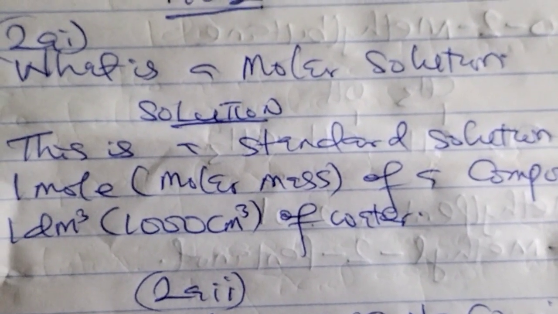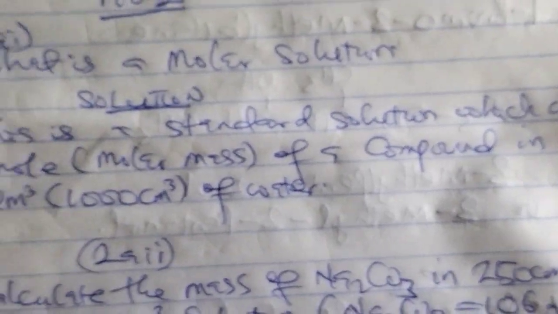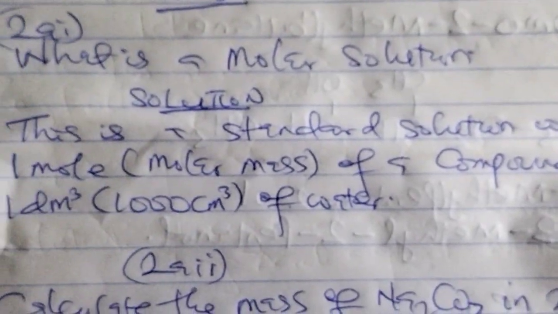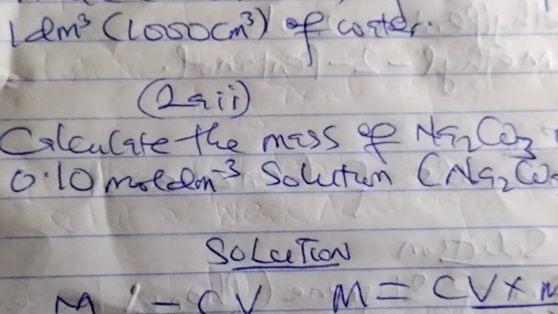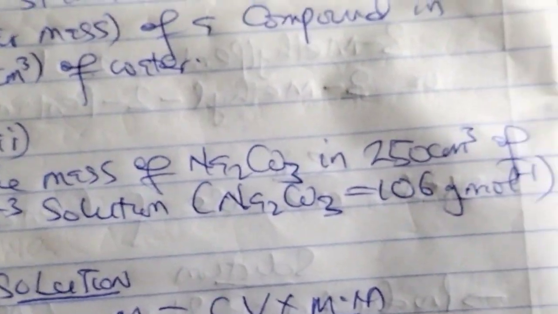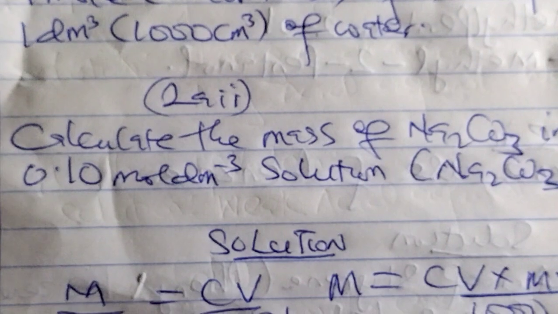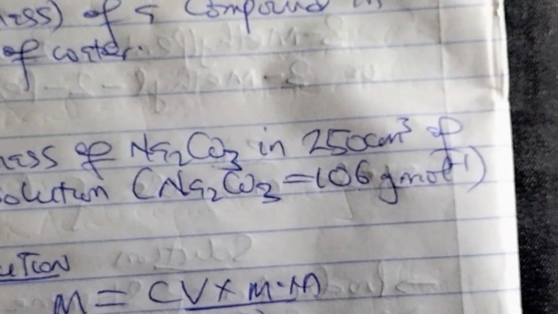I repeat, this is a standard solution which contains 1 mole or the molar mass of a compound in 1 dm cube or 1000 cm cube of water. 2aii says calculate the mass of sodium carbonate in 250 cm cube of 0.10 mole per dm cube solution, and the molar mass of sodium carbonate is given to you as 106 gram per mole.